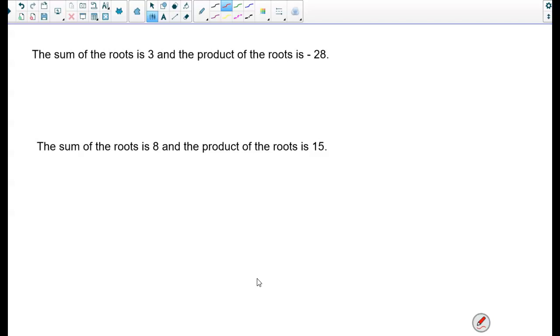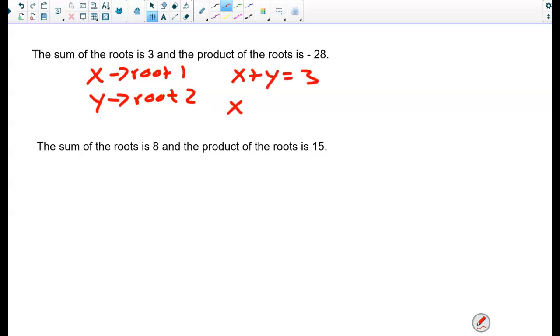Now I'm going to give you a question where I give you the sum of the roots and the product of the roots. And the roots really are your x-intercepts. And we're trying to get the trinomial back. Okay? Or the quadratic equation back. So my roots are x is root 1 and y is root 2. And if I add them, the sum of the roots is 3. And if I multiply them, the product of the roots is negative 28. That's the system you're going to create.